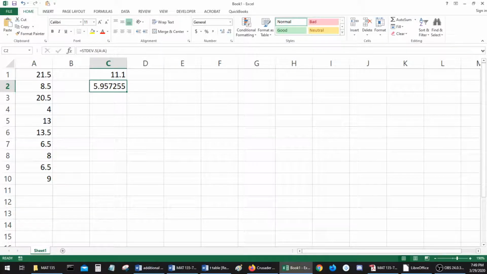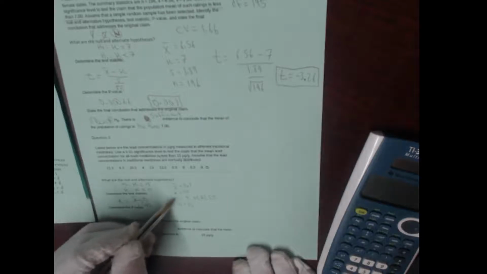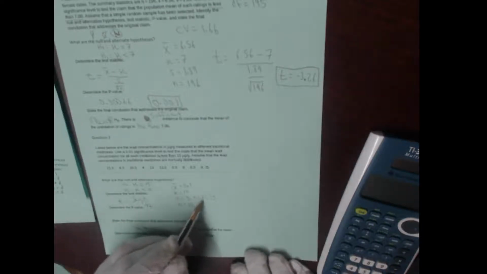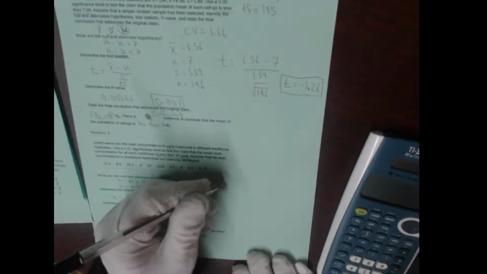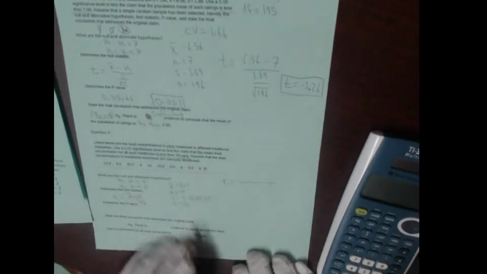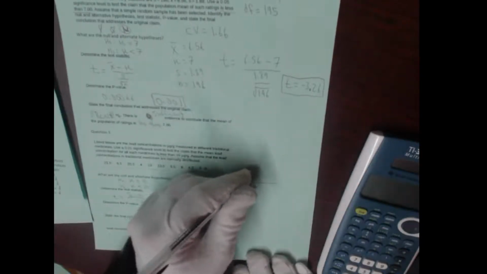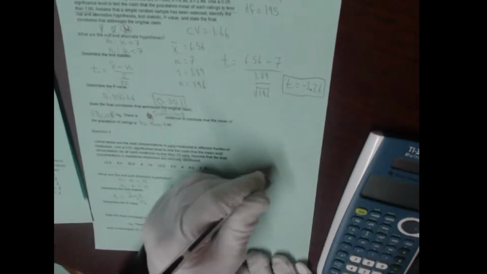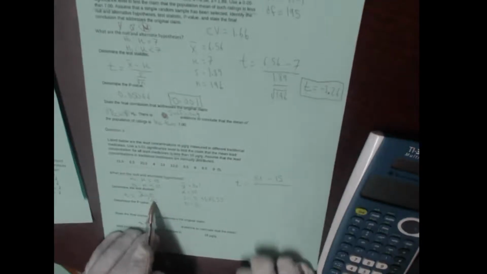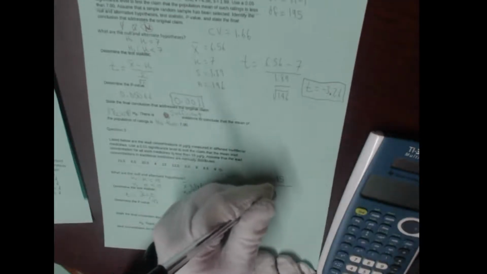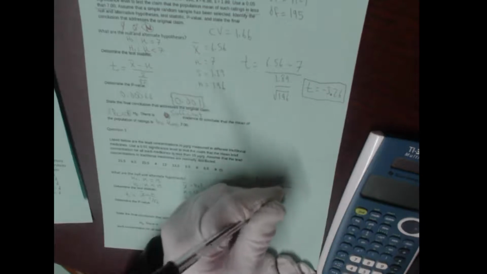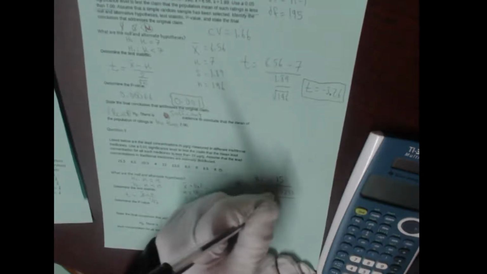Okay, so that's the only difference for this problem, is that we had to actually calculate the mean of 11.1 and the standard deviation of 5.957. We had to do those two things ourselves. But now we're ready to go ahead and just plug them into the formula. So let's do that. T will be equal to 11.1 minus 15, which will give us a negative test statistic, but that's okay because it's a left tail, divided by our standard deviation, divided by the square root of n.